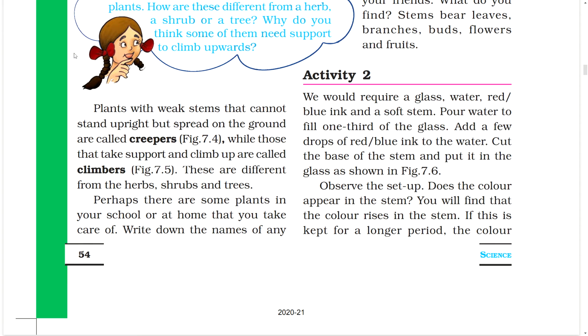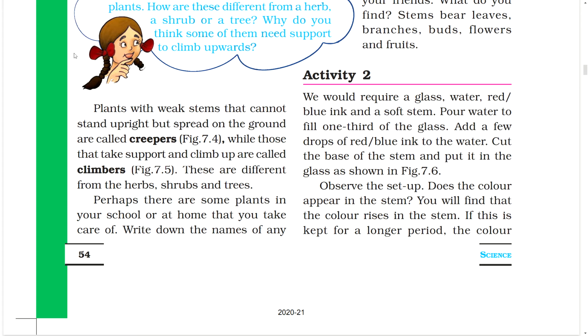Activity 2. Do this. We would require a glass of water, red or blue ink, and a soft stem. Pour water to fill 1/3 of the glass. Add a few drops of red or blue ink to the water. Cut the base of the stem and put it in the glass as shown in the figure.